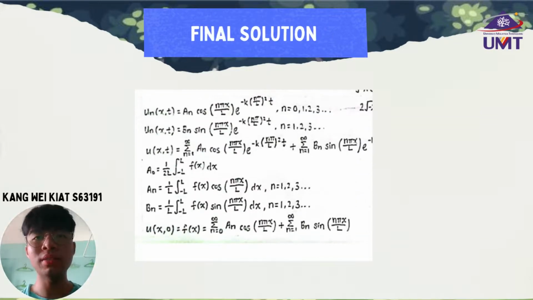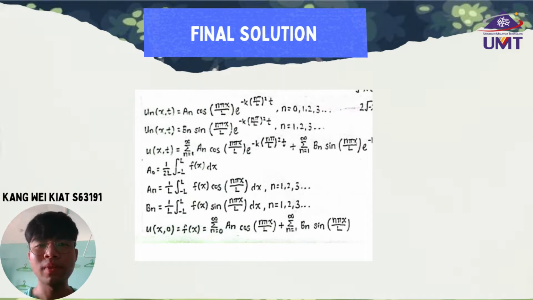u_n(x,t) = a_n cos(nπx/L) e^(-k(nπ/L)²t), n = 0, 1, 2, 3. u_n(x,t) = b_n sin(nπx/L) e^(-k(nπ/L)²t), n = 1, 2, 3. u(x,t) = the sum from n = 0 to infinity of a_n cos(nπx/L) e^(-k(nπ/L)²t) plus the sum from n = 1 up to infinity of b_n sin(nπx/L) e^(-k(nπ/L)²t).